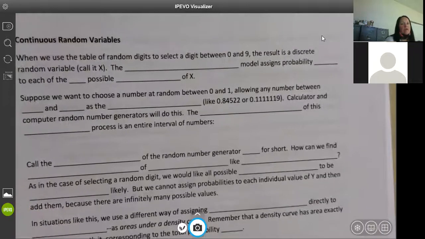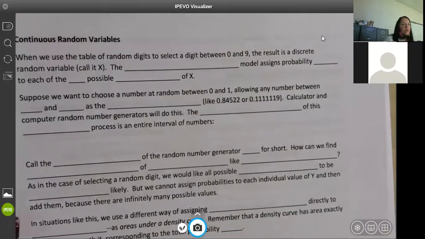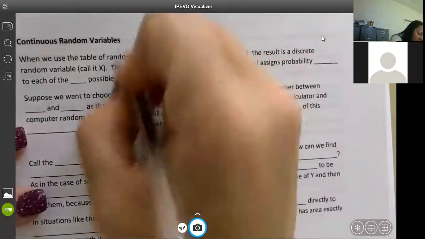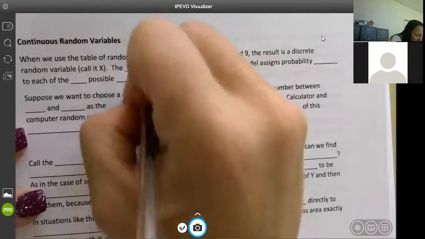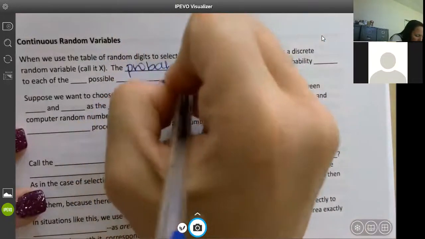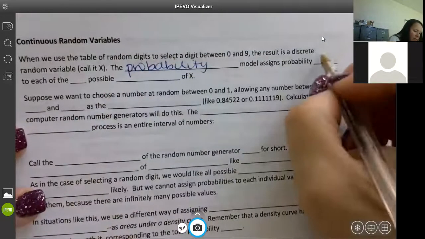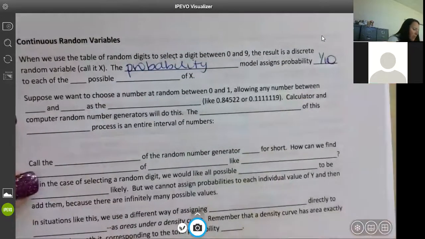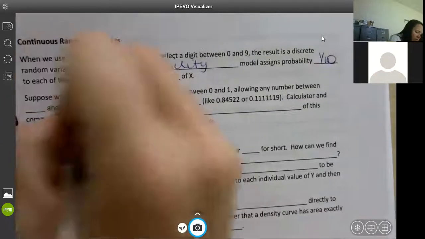So when we use a table of random digits, there are discrete random variables. The probability model assigns the probability of 1/10 to each of the 10 possible values of X.